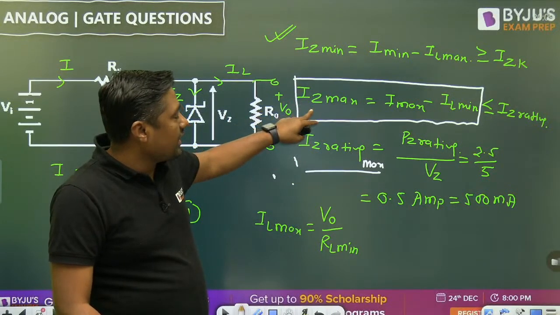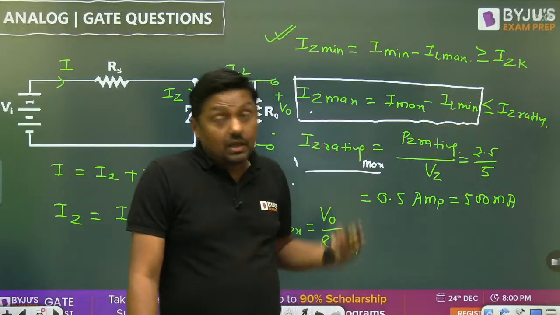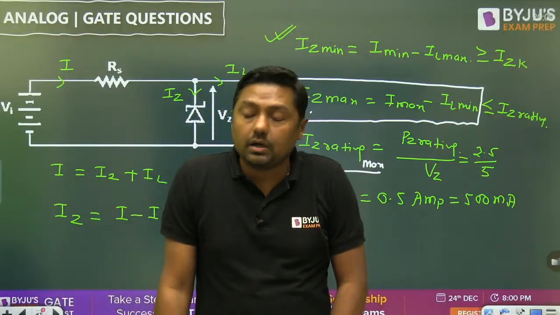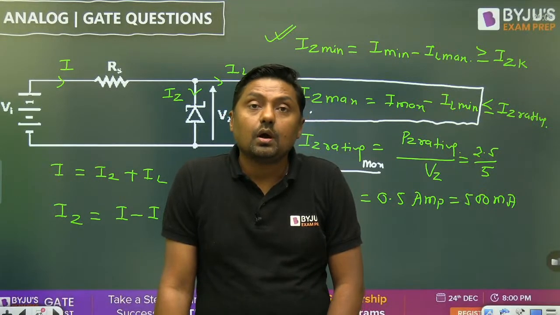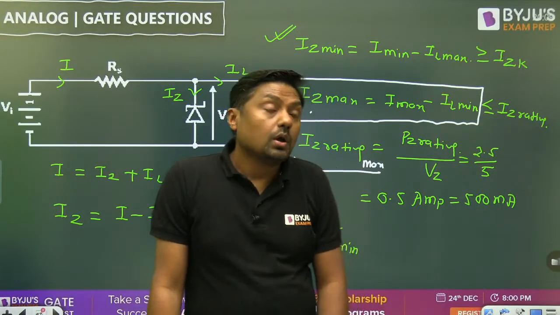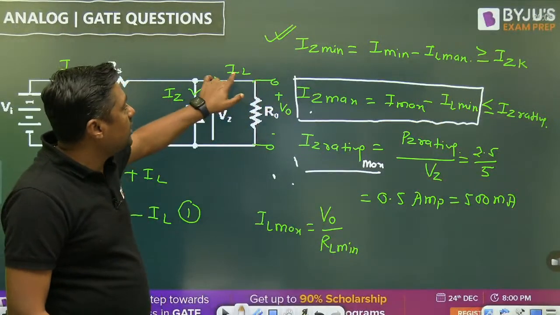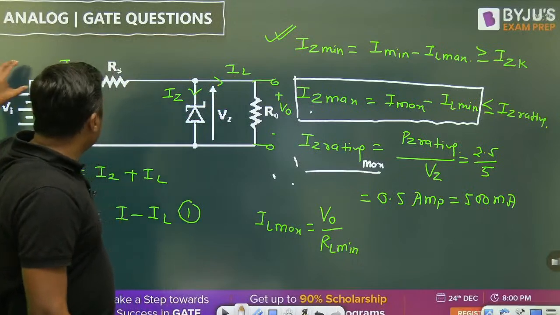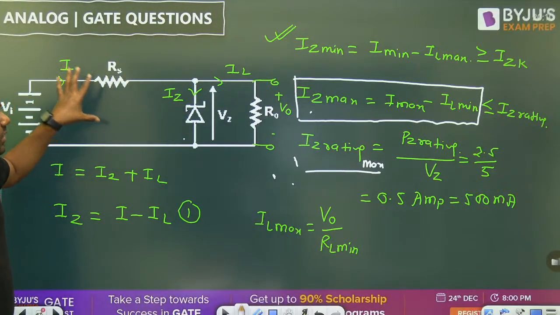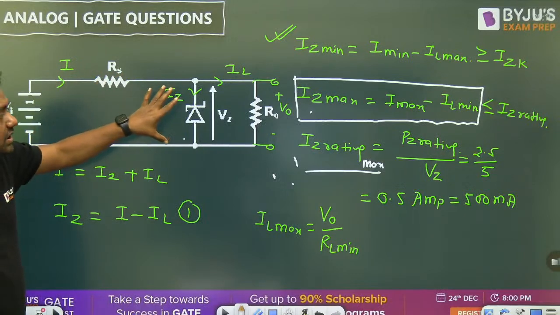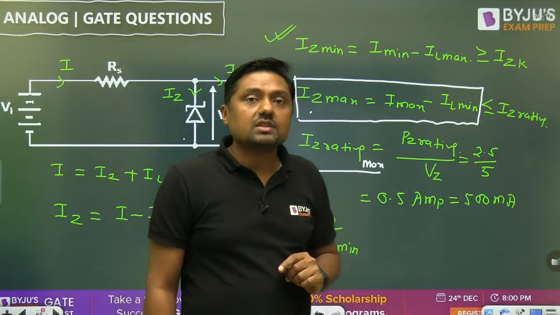The maximum current is I maximum minus IL minimum. Under the worst condition you can take IL minimum equal to 0. If R0 is not there, IL will become minimum, then this complete maximum current will pass through the Zener diode. And this maximum current through the Zener diode should be less than the rating.